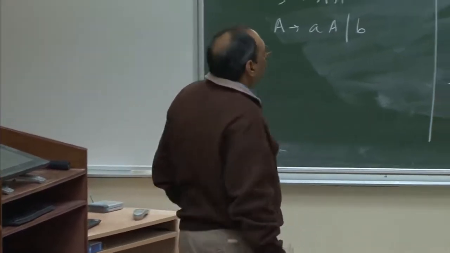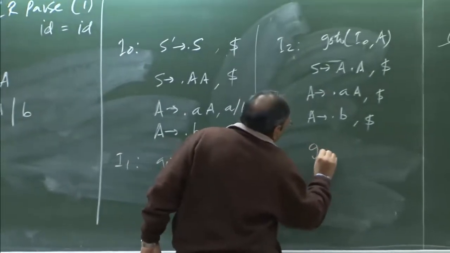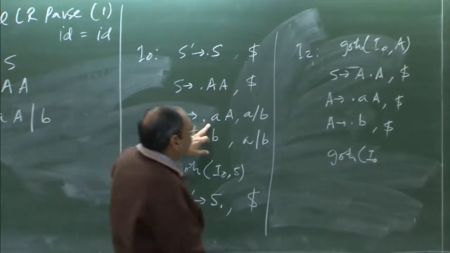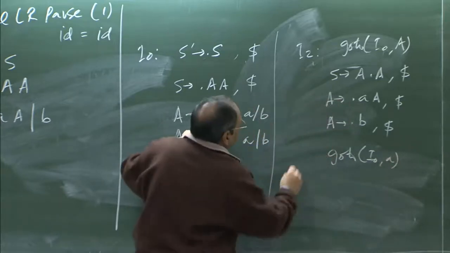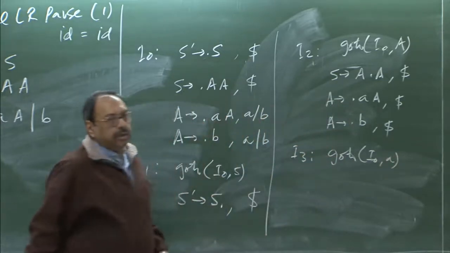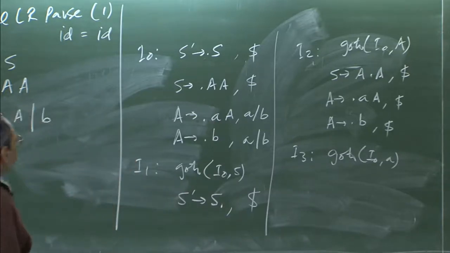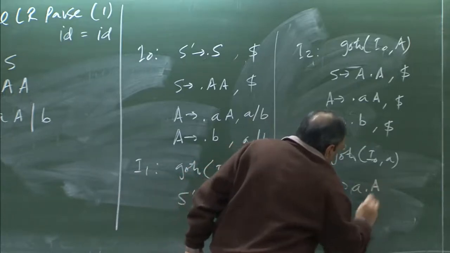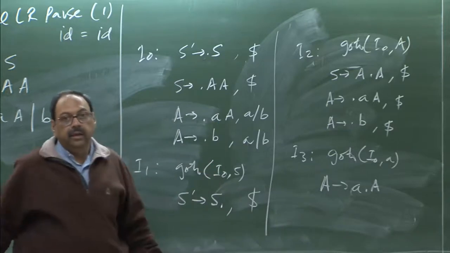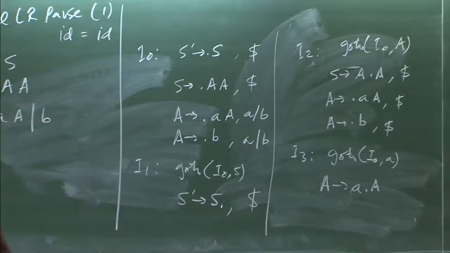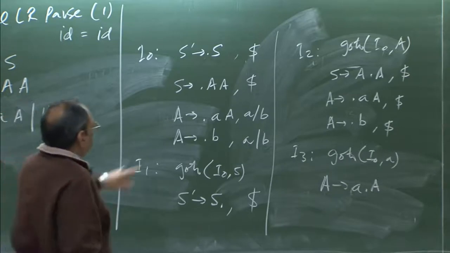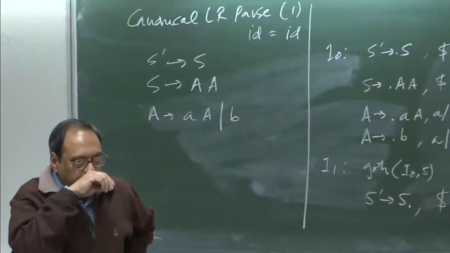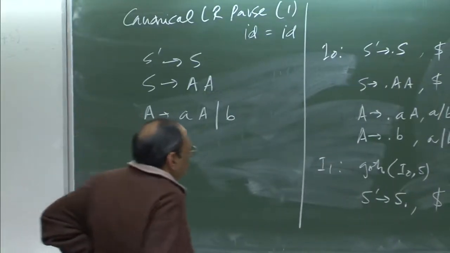Okay. So let's move forward, and now I want to compute go to of I0, and I have already done it for A, so I now want to do it for small a. Let me call this I3. This is going to give me A goes to a dot A, which is coming out of this. What will be the look ahead here? A or B. I don't have to compute anything, I just copy this. Now I take closure because of this.